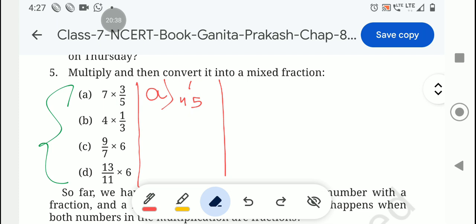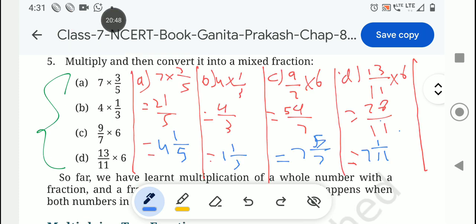Wait, don't think this is A1. I'll just write the procedure also. So here I have written all the answers. So let's start. 7 into 3 by 5. The answer is 21 by 5. If you convert it to mixed, you'll get 4 1 by 5. B is 1 1 by 3. C is 7 5 by 7. D is 7 1 by 11. We'll go for next.